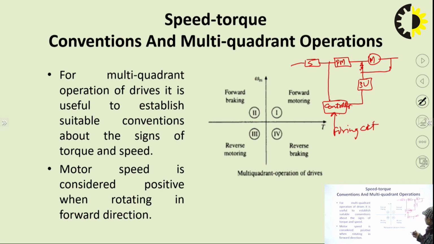For the motor to move in all four quadrants, we have forward motoring, forward braking, reverse motoring and reverse braking. This is torque and this is speed. Torque is taken on the x-axis and speed is taken on the y-axis. For multi-quadrant operation of the drive, it is useful to establish a suitable convention about the sign of the torque and speed.